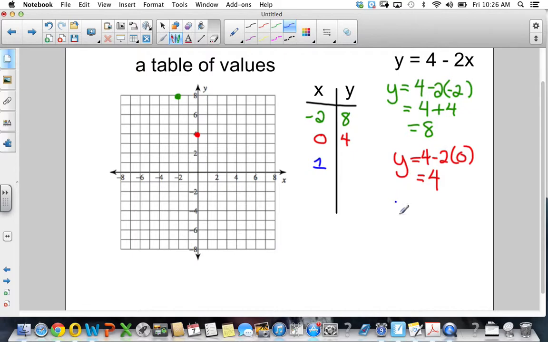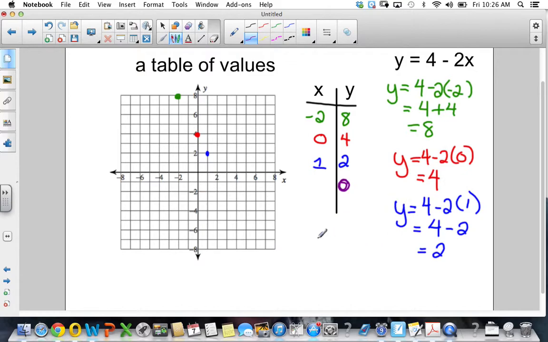I'm going to go with 1. Y equals 4 minus 2 times 1. So this is 4 minus 2, which is 2. 1, 2. So you can see our line is being formed. Now you don't have to substitute values in for just x. You can pick any value you want for y and substitute in.